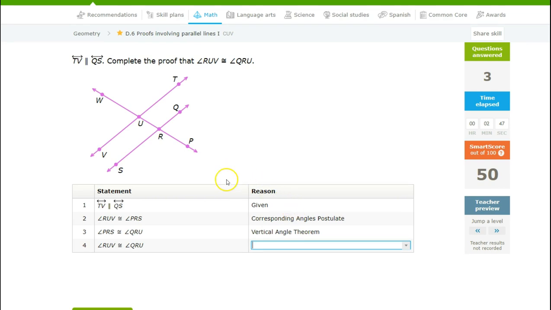All right, so complete the proof that these two angles are the same. Well, we have the corresponding angle postulate telling us RUV is the same as PSR, corresponding angles, and that's because the lines are parallel. Then we have PRS is the same as QRU. So this angle here is the same as this angle here, okay? And that's because vertical angle theorem. All right, so then what lets us say that RUV is the same as QRU? Well, that's because they're both the same as PRS. So that's the transitive property of congruence, okay?